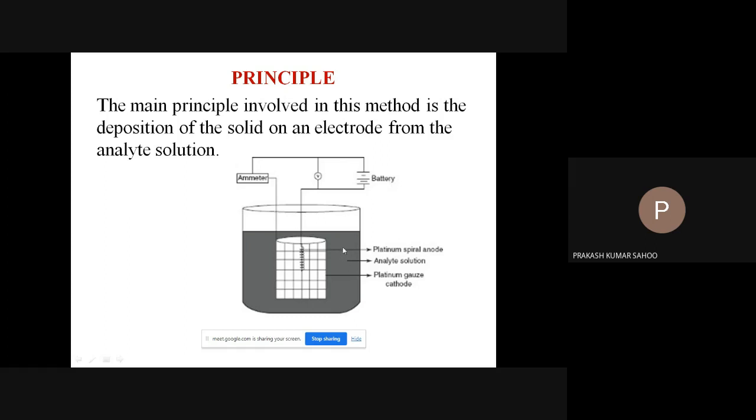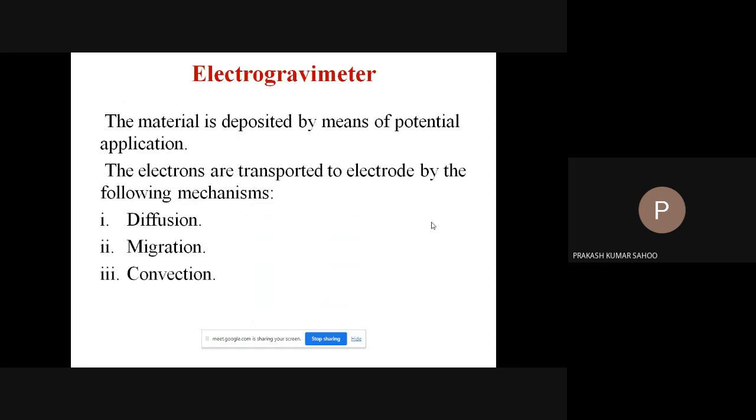The metal from this sample solution or analyte solution will be deposited on the cathode, and the difference in weight of this cathode will be the amount or quantity of metal present in the solution. This is mainly done for industrial purposes, where the gravimetric or by weight determination of metal in a sample is needed. Then we have the metal deposited by means of potential application.